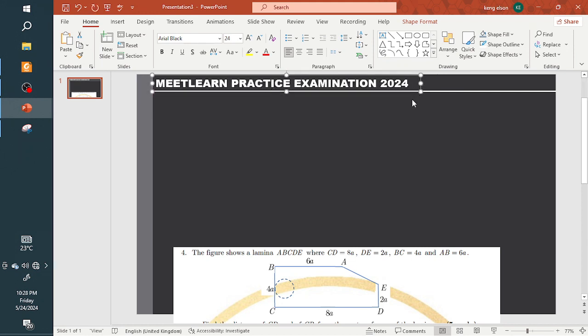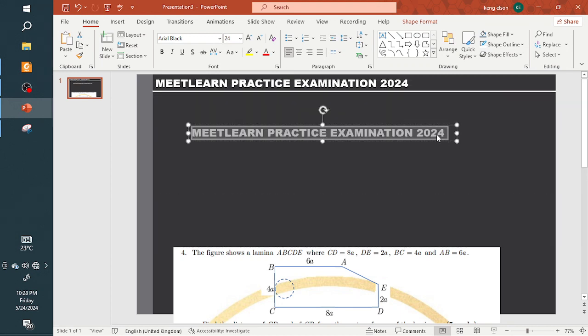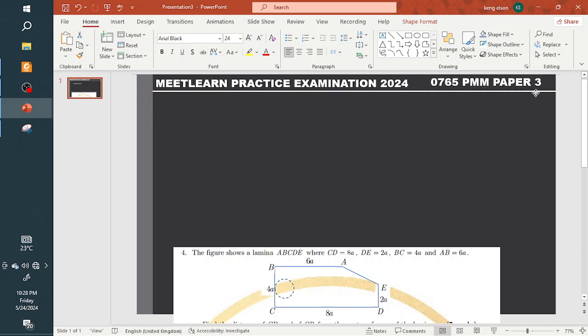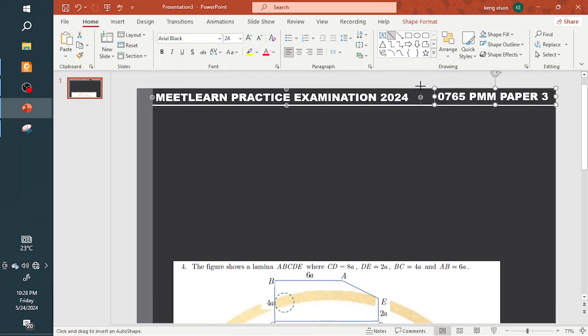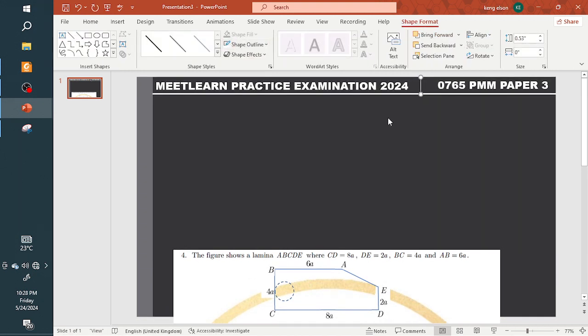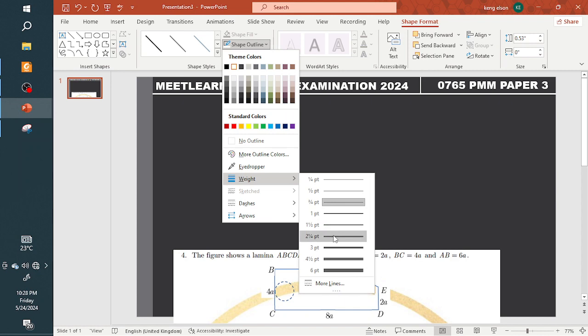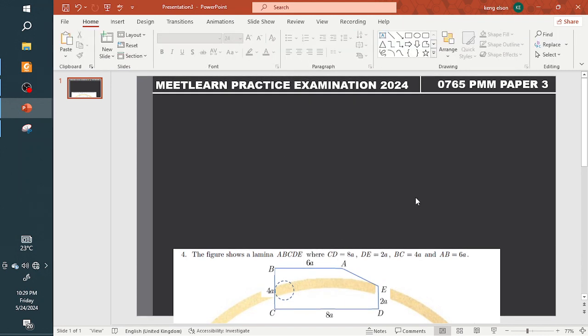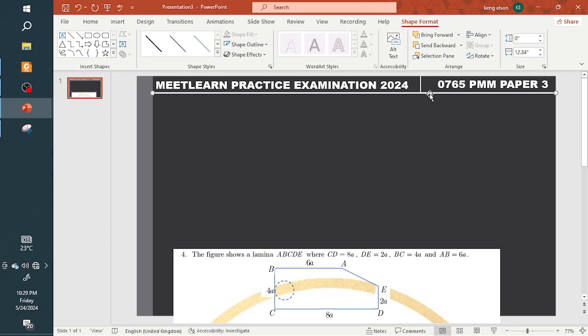Okay. Copy and paste the same, edit what is inside. Now put 0765 Paper 3, Pure Math Mechanics Paper 3. Adjust the size. Place it here. Then take a line and place it in between the two. Give it a white coloration and increase the thickness to maybe 2. Okay, now copy this line, paste it below, then bring it to the bottom.